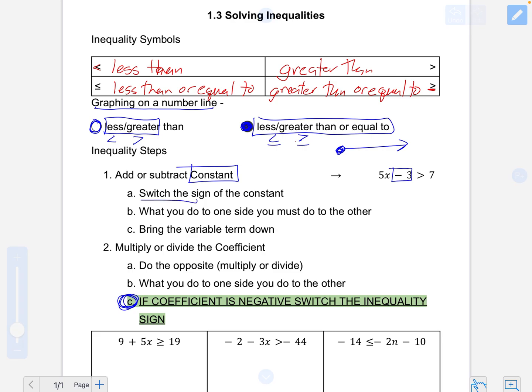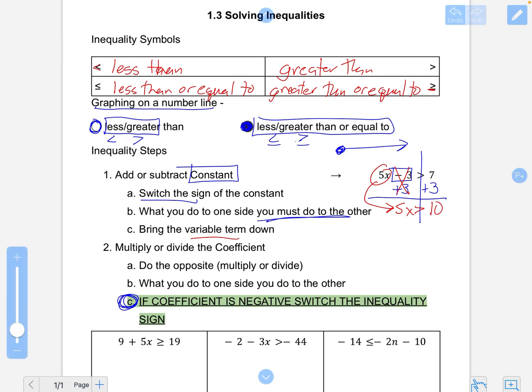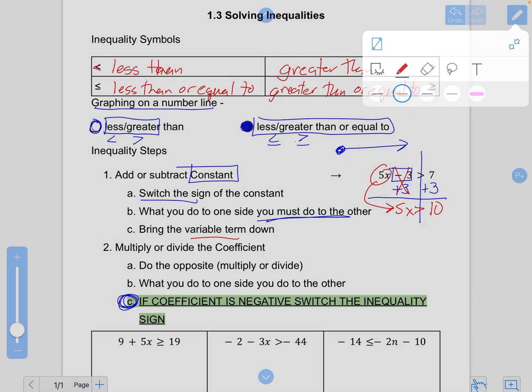So our first step is going to be to switch the sign. So we're going to change it to +3. I'm still going to draw my line down the middle where my equal sign usually is, but in this case, it's our inequality. What I do to one side, I must do to the other. And then the last part of this step is to bring the variable term down. So I'm going to bring the 5x here. My 3's cancel. I'm going to rewrite my inequality sign, which is greater than, and then 7 plus 3 is 10.